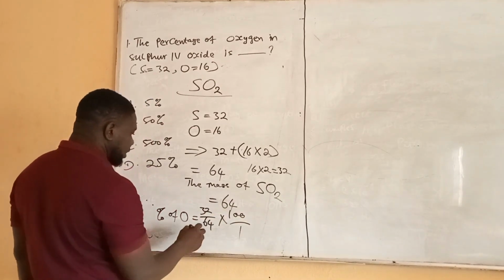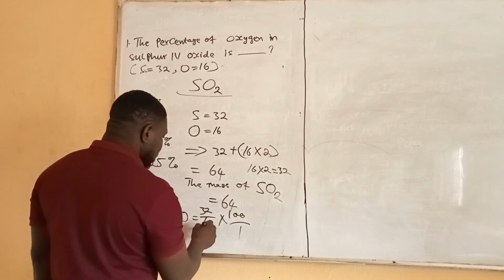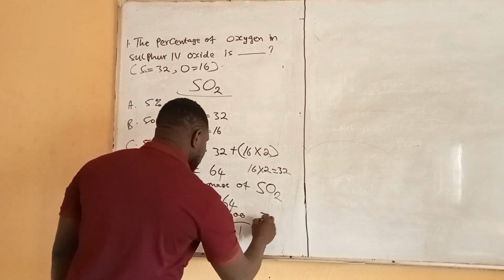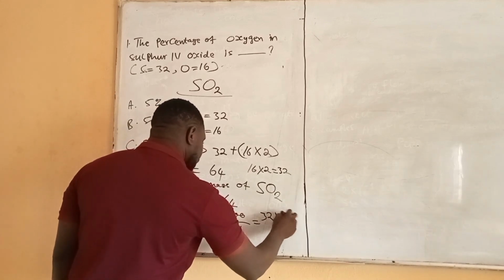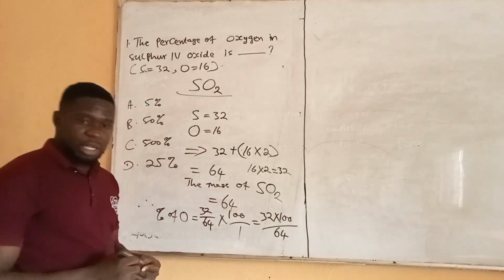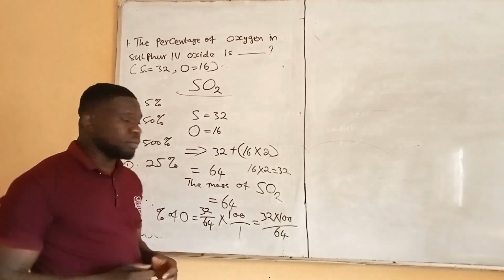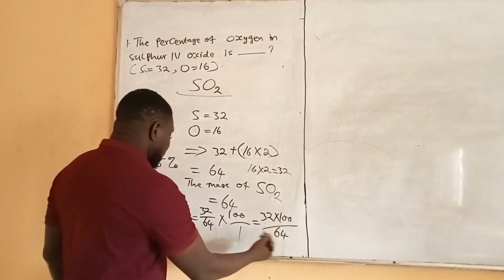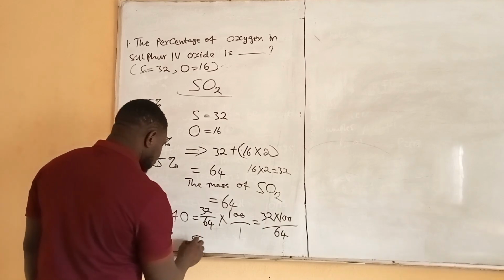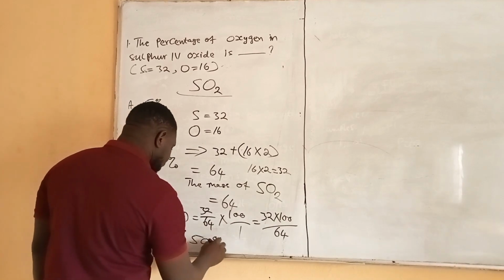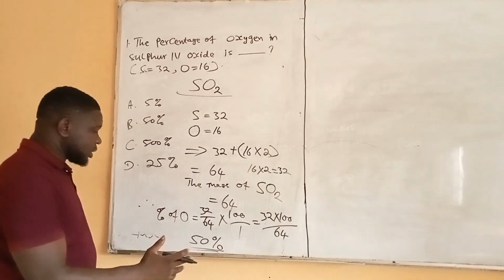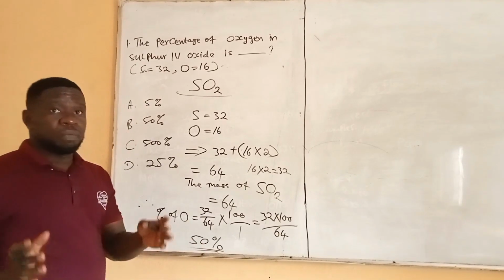By the time we evaluate this, we have 32 times 100 divided by 64. When we finish evaluating this, we will see that it is equal to 50%. Because our answer will be in percentage, we now have it equal to 50%.